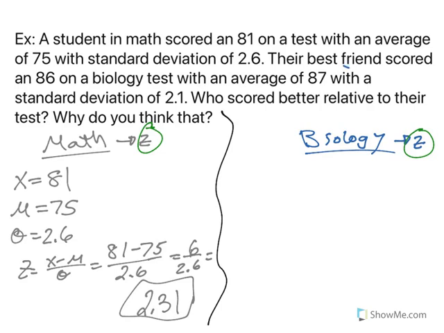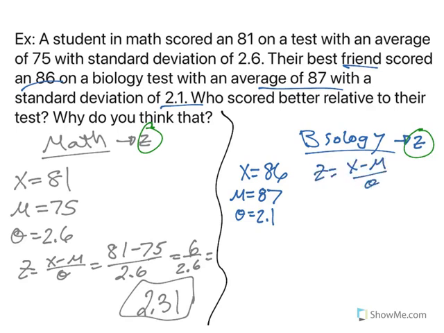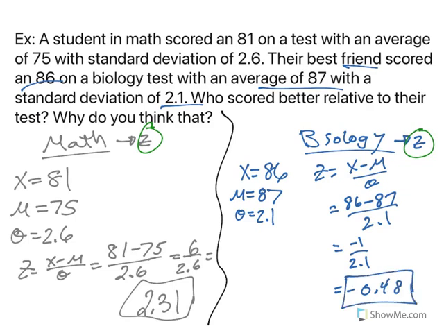Let's go to biology. Your best friend scored an 86. Well, good for your best friend. Average of 87, so mu is 87. Standard deviation of 2.1. Some of you might already be like, well, I know the answer to this one just by looking at that. And yeah, you might have it. So X minus mu, so 86 minus 87 over 2.1. Well, 86 minus 87 is negative 1. And negative 1 divided by 2.1 gives me a negative 0.48 rounded to the nearest hundredth.